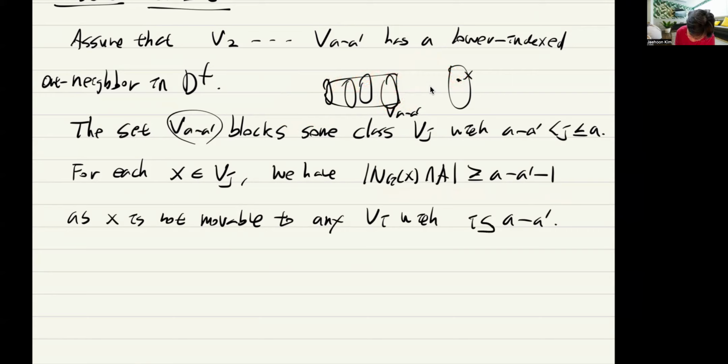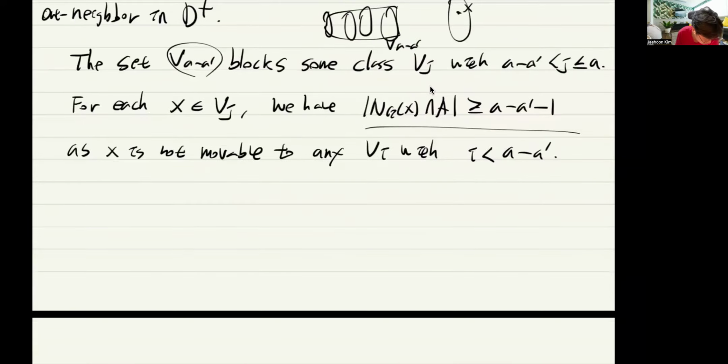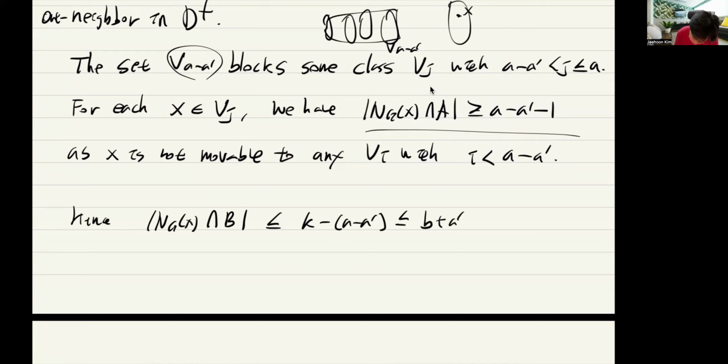So this is not movable to any previous one. Hence, the number of neighbors of this in B is at most k minus A minus A prime, which is like B plus A prime, and that's at most 2B.